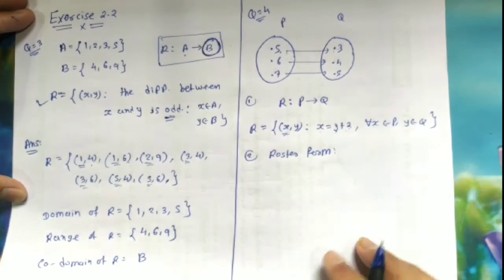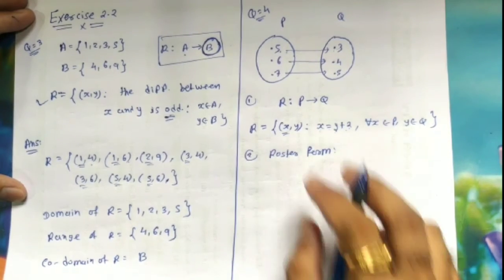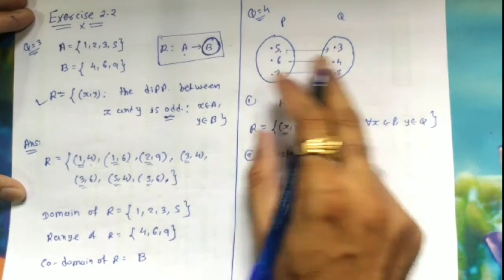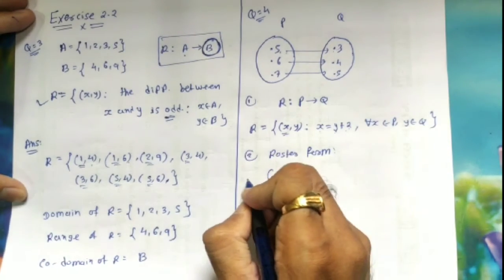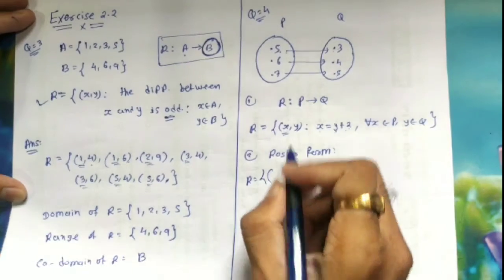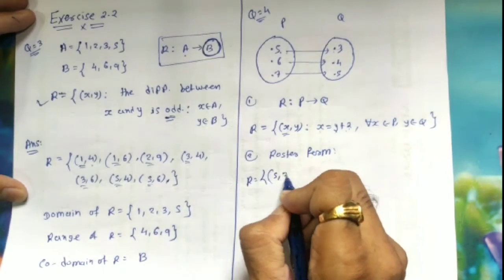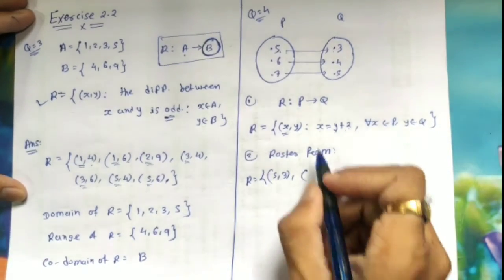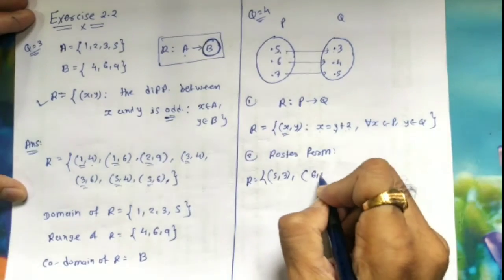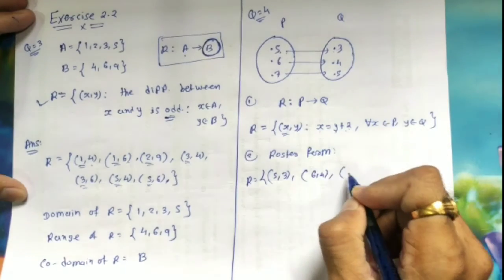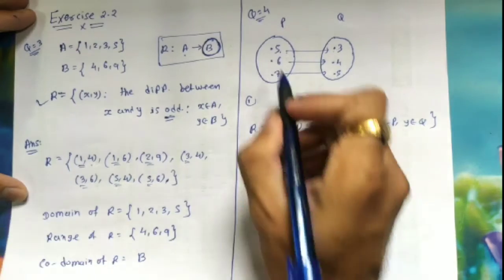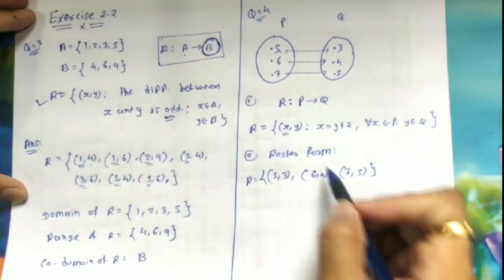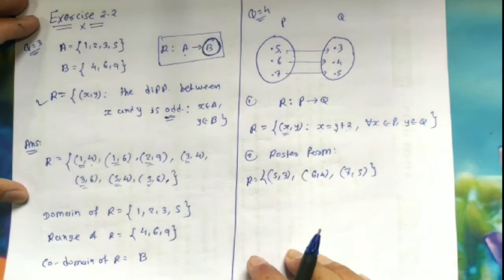So roster form, you have to write this arrow diagram representation into roster form, है ना. So R equal to ordered pairs: 5, 3. Second one is 6, 4. Third one is 7, 5. We are getting 3 ordered pairs, है ना. 5, 3, 6, 4, 7, 5. This is our roster form.